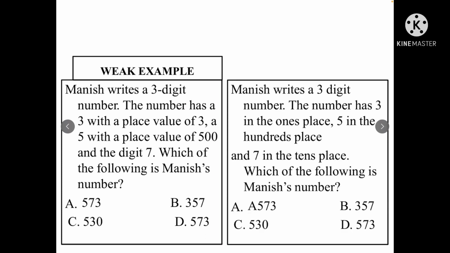The correct question should be like this. Manish writes a 3-digit number. The number has 3 in the ones place, 5 in the hundreds place and 7 in the tens place. Which of the following is Manish's number? So this is a good example.